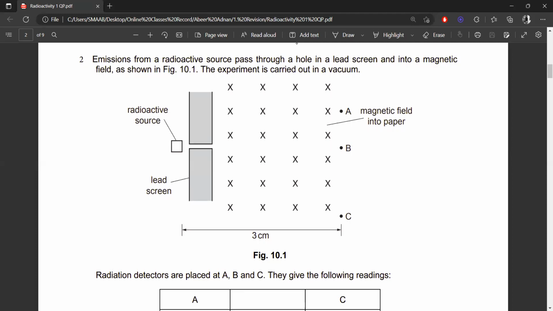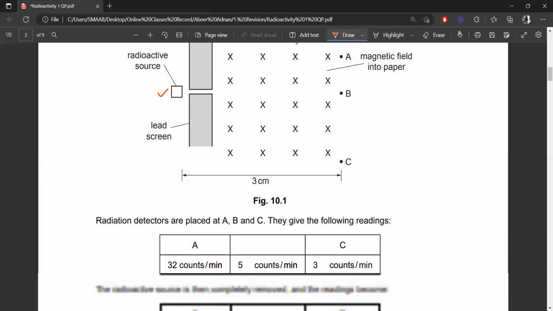Okay, so in question number two, emissions from a radioactive source pass through a hole in a lead screen and into a magnetic field as shown in figure 10.1. The experiment is carried out in a vacuum. We have a radioactive source placed on the left hand side, and on the right hand side there are three different markings A, B, C, and the total distance is 3 centimeters, right?